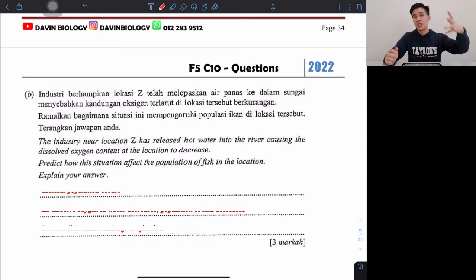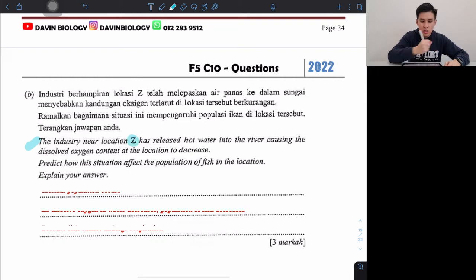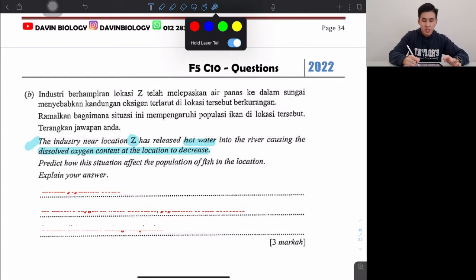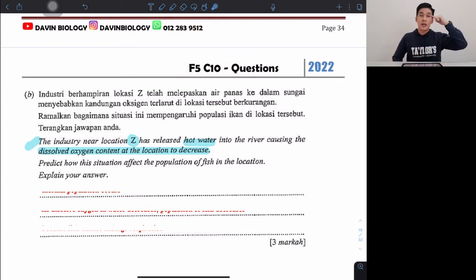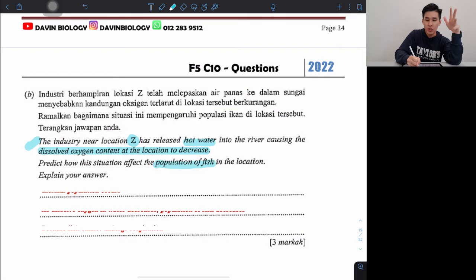Now finally we talk about Z, the factory over there. So they say the industry near location Z has released hot water into the river, causing the dissolved oxygen content in the location to decrease. So actually, this question is very good, because usually they won't give you this. You got to know on your own that when the water temperature increases, hot, right? Lesser oxygen can dissolve in hot water. So oxygen content will decrease. So how does it affect the population of fish, the question asks? So obviously when there's no oxygen, they already tell you here no oxygen. Very good, this question. So therefore population of fish will decrease.